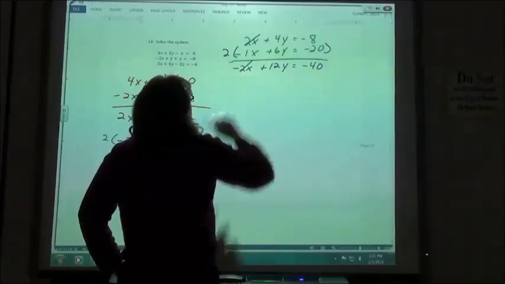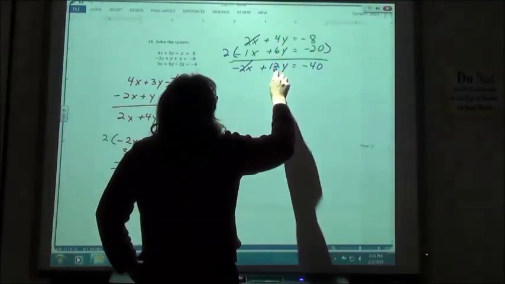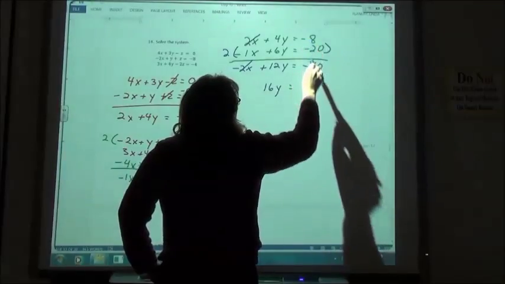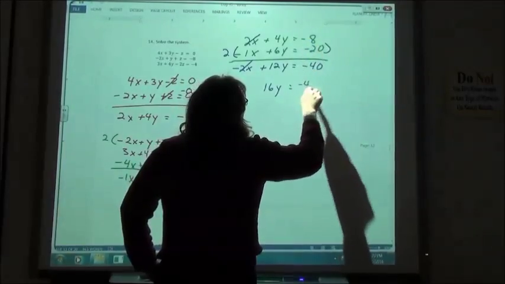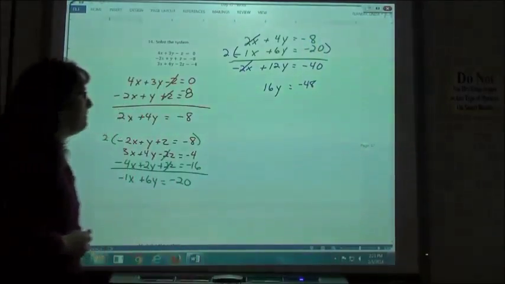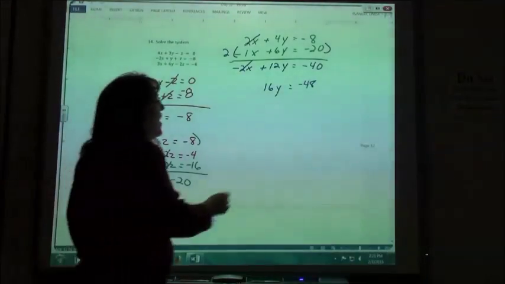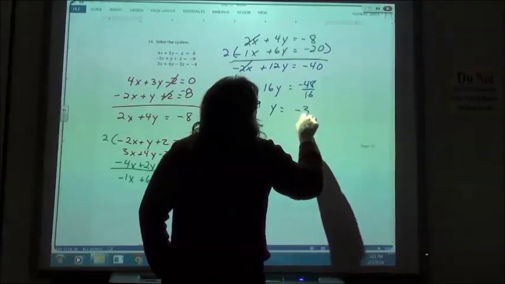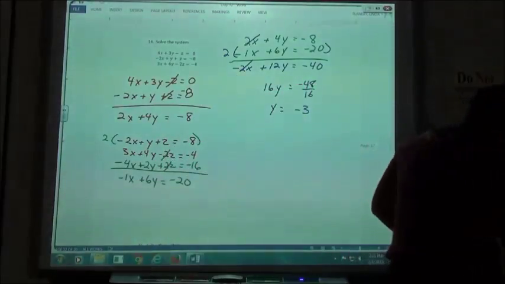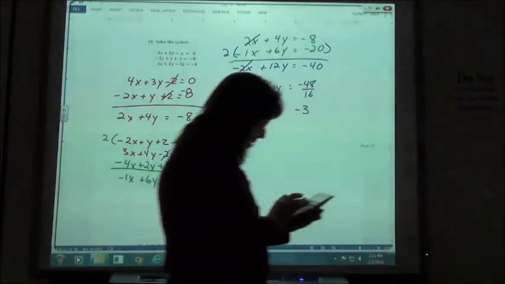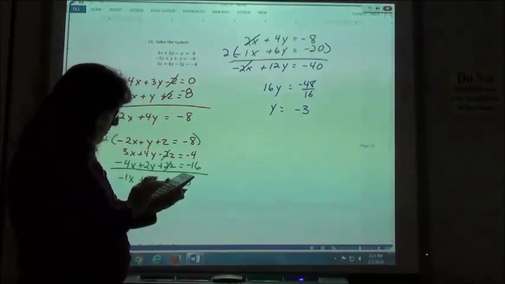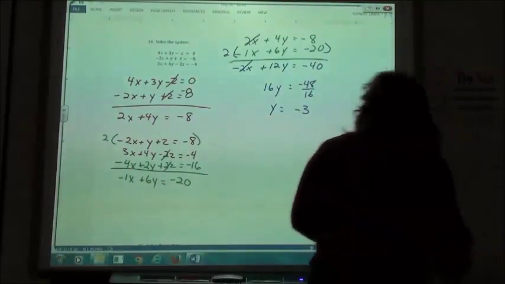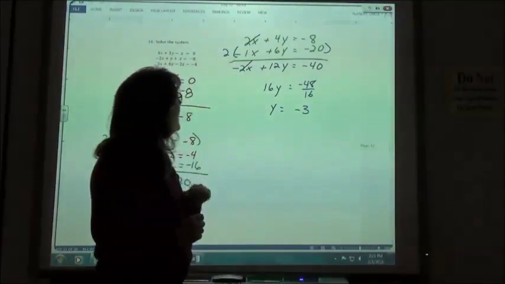2 minus 2 is 0. 4 plus 12 would give me 16y. Negative 8 minus 40 would be negative 48. And again, to solve that, I just need to divide by my 16. I believe that's negative 3, but let me just double check here. 48 divided by 16 is 3. So yes, negative 3. I found my y value is negative 3.